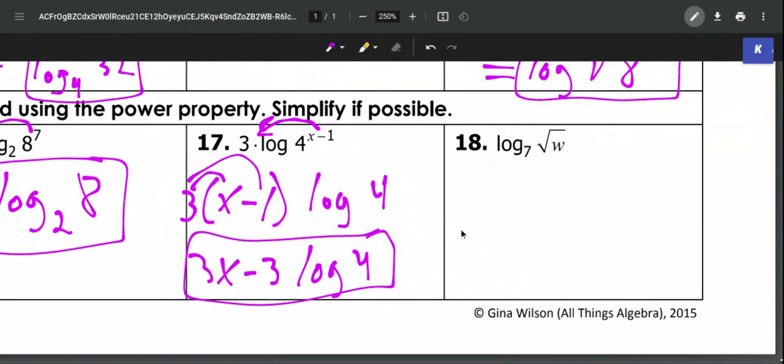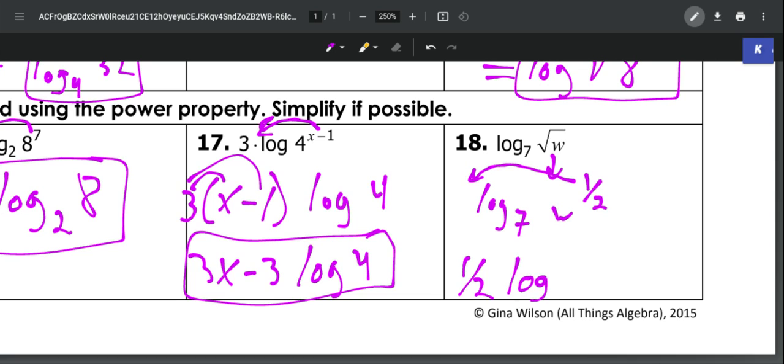Now in 18, this is part of the review as well. So if we have 18, we've got log base 7 of the square root of w. In order to know what to bring out and multiply in front here and expand this, we need to know how to rewrite the exponent of our square root, which is just 1/2. Because the index here is understood to be 2, that's our denominator. W is not to a power, so it's just going to be w to the 1/2, and then we'll bring down our log base 7. So now we take this exponent of 1/2, bring it to the front, and it's multiplied, so it'll be 1/2 log base 7 of w.